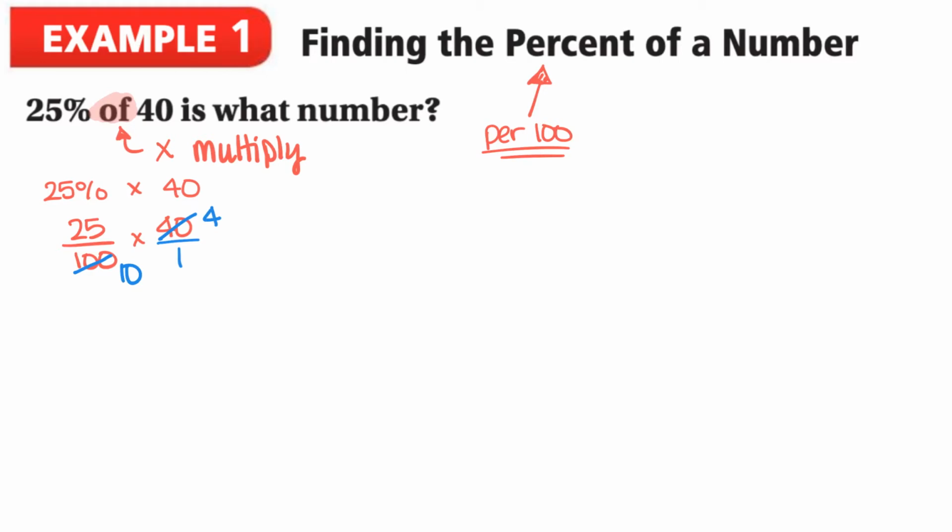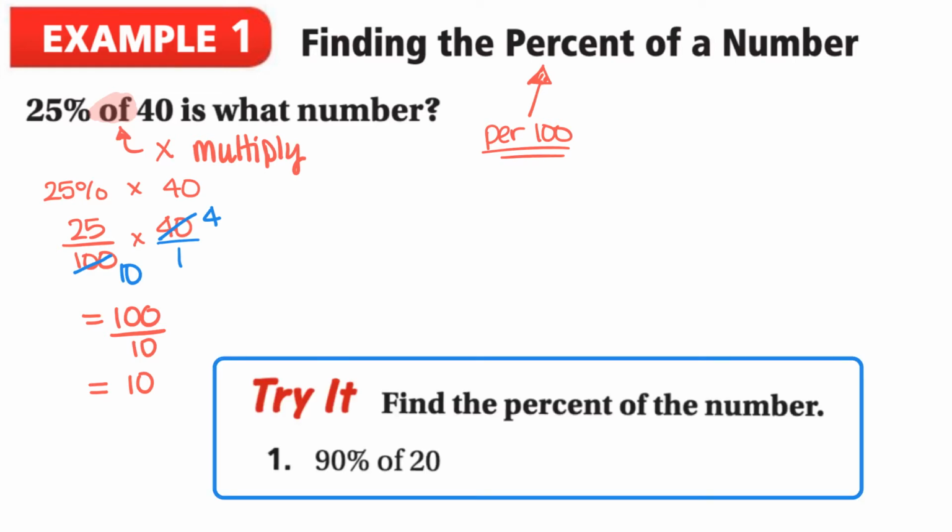So now if we multiply the numerators, we get 25 times 4, which is going to give us 100. And then the denominators, we get 10 times 1, which is going to give us 10. So now we get 100 over 10, which can be simplified to 10. So that means that 25% of 40 is 10. So here we have our first try it question for this video. We want to find 90% of 20.